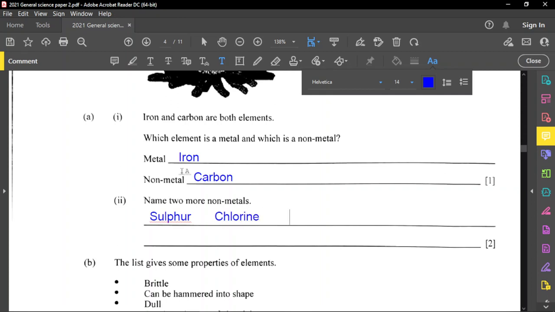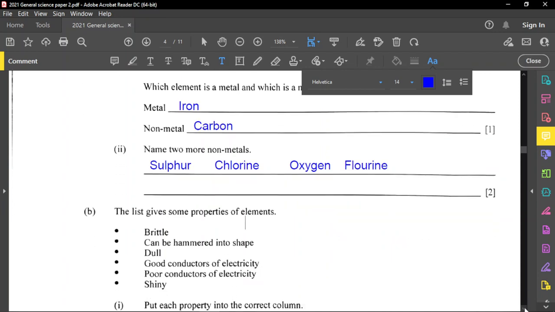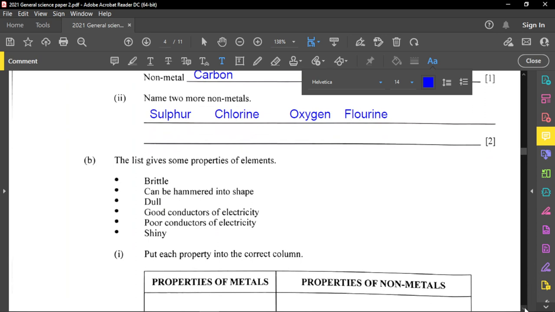So you have so many options you can talk about. Oxygen that we breathe in is also a non-metal, and fluorine. So these are some non-metals that you should know. And if you know others, for example iodine and phosphorus, there are so many different non-metals you can list. But remember the ones that you know are in group 5, 6, or 7 of the periodic table. So you can just go back to the periodic table and know your non-metals.